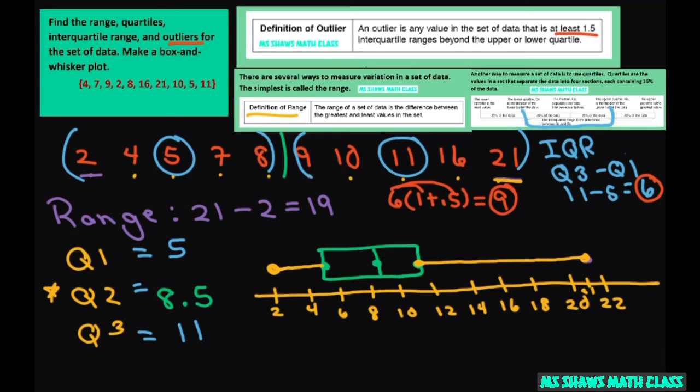Now, if the difference in this area is bigger than 9, then that number is going to be an outlier. So the difference between 2 and 5 is 3. That is not bigger than 9, so 2 is not an outlier. Now let's take 21 minus 11, because this is 11 right here, and that gives me 10. Well, 10 is greater than 9. So that means our number 21 is an outlier.